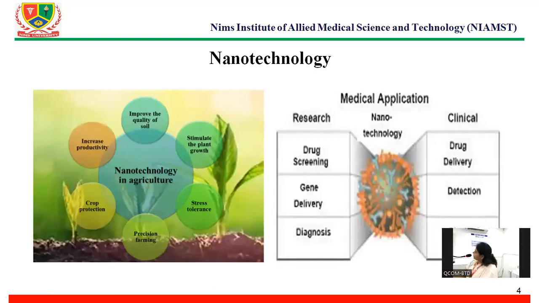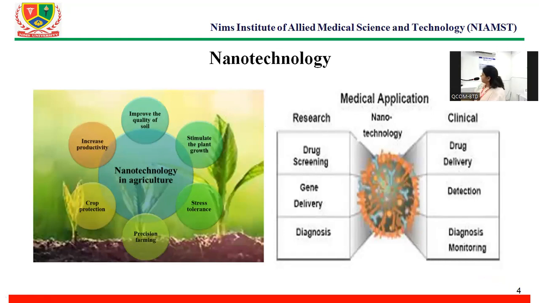Next slide. These are some applications and research: drug screening, detection, diagnostic monitoring, drug delivery. Nanotechnology we are using in agriculture also: for crop production, digital farming, stress tolerance, disease-resistant plants, to improve the quality of soil and increase productivity. So, by the way, we can say that we are using nanotechnology everywhere. And the scope of nanotechnology and biotechnology is everywhere, in all fields.